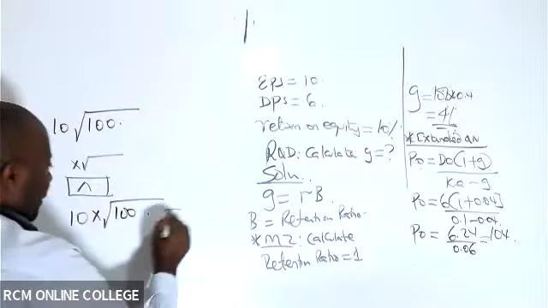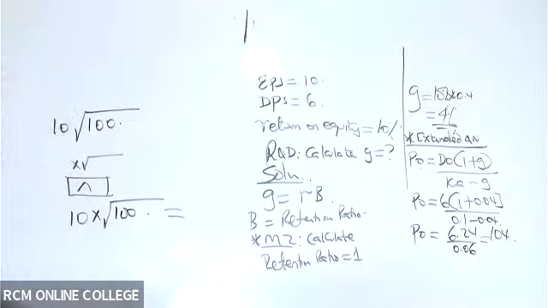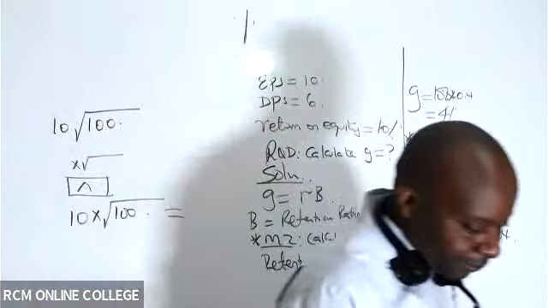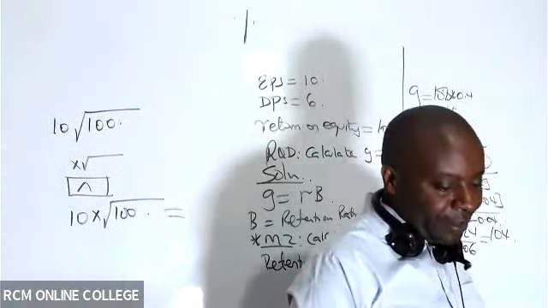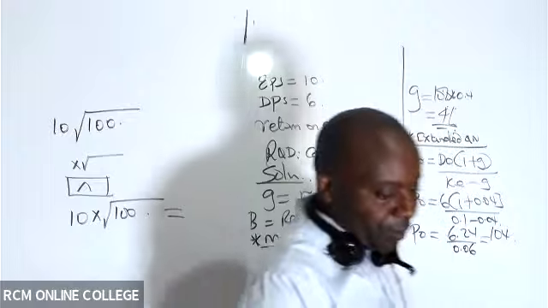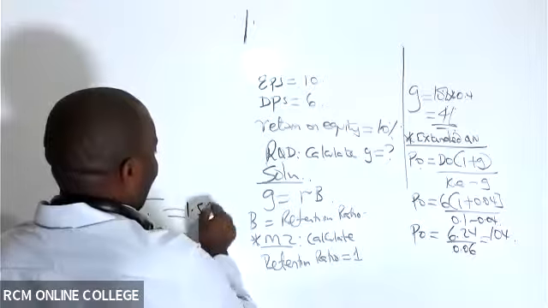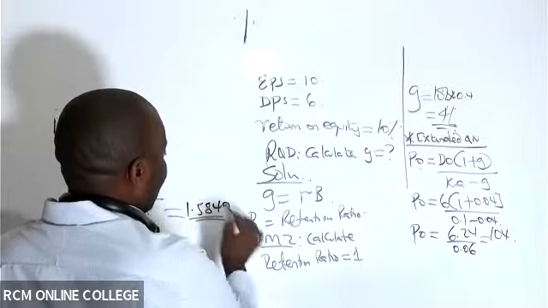Can somebody give me this figure here? This gives me what? Yeah, somebody is assisting me there, which is very good. So the final answer is 1.5849.